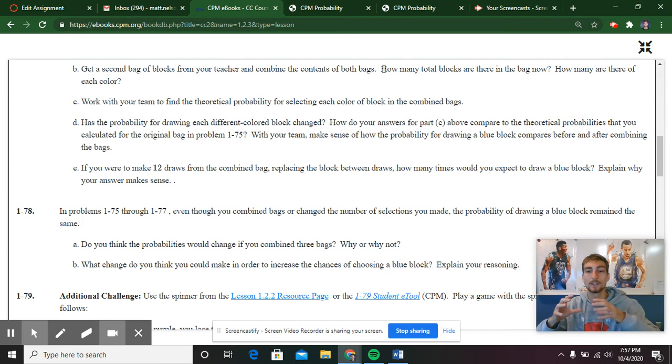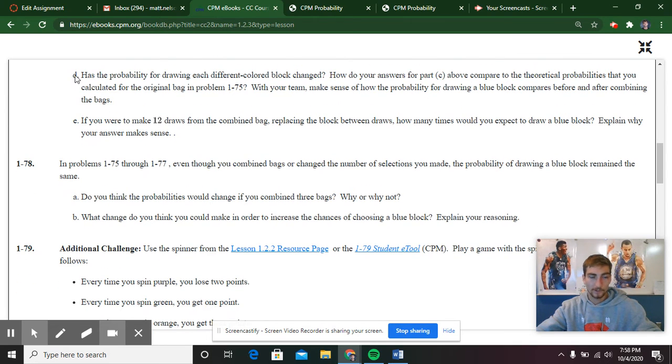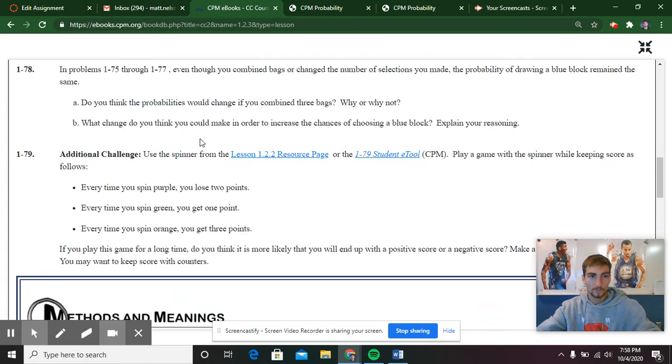So it's just asking if you were to take that 12, make it 24 total, make it 48 total, are your probabilities or likelihoods changing just because you have more blocks? Or are they staying the same because each of the block numbers are just doubled, like red is doubled, yellow is doubled, blue is doubled. And then you're going to find a theoretical probability of selecting each block, and then finish it off with D and E.